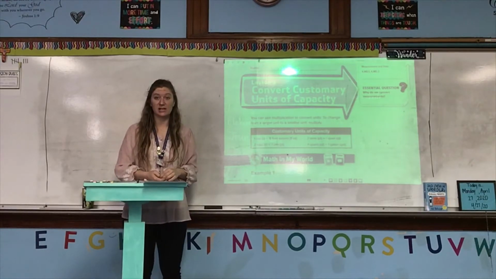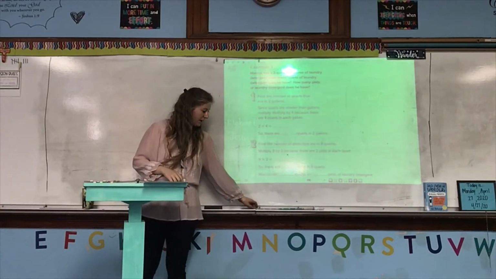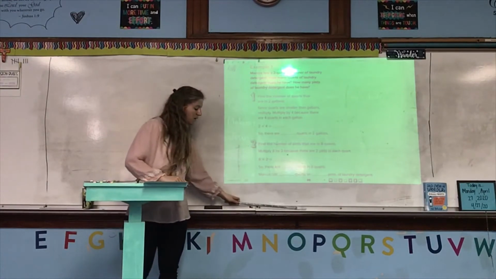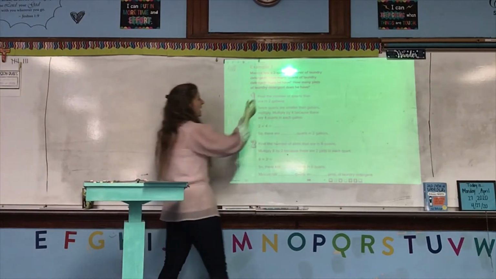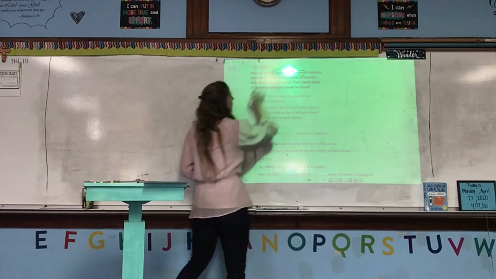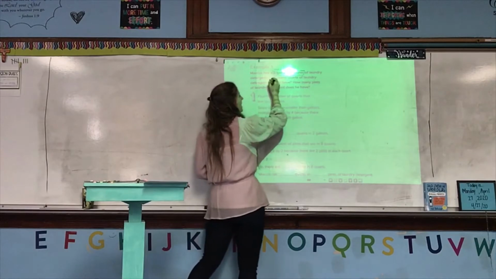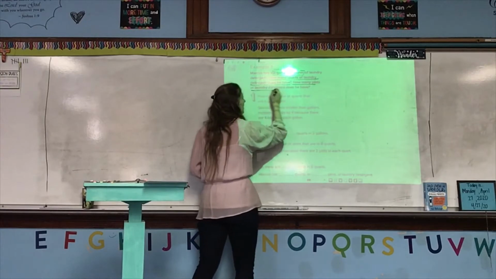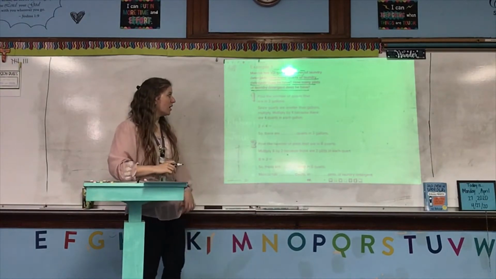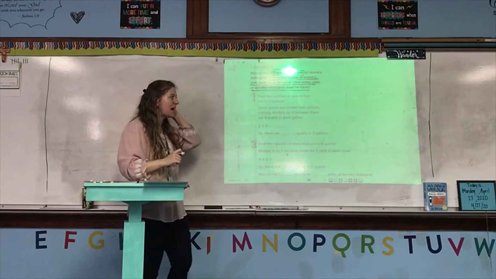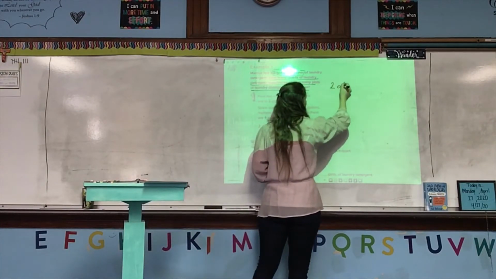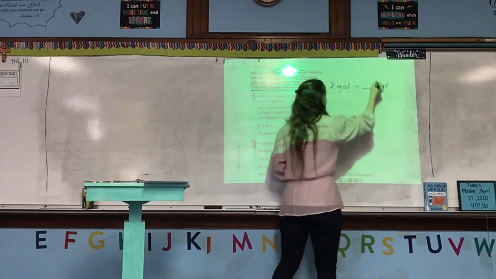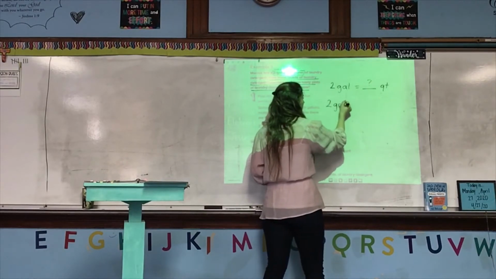Okay, so let's go ahead and look at example 1. Okay guys, so go ahead and put your finger or pencil on example 1, and then read in your head while I read out loud. Marcus has a 2-gallon container of laundry detergent. How many quarts of laundry detergent does he have? How many pints of laundry detergent does he have? So this problem is asking us to figure out 2 gallons equals how many quarts, and 2 gallons equals how many pints.